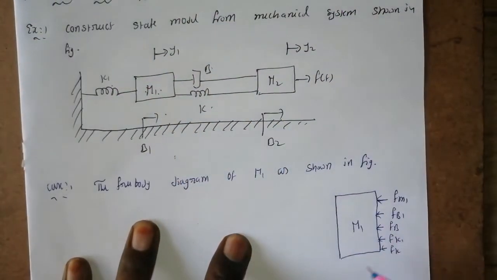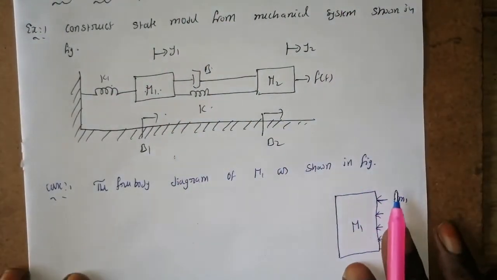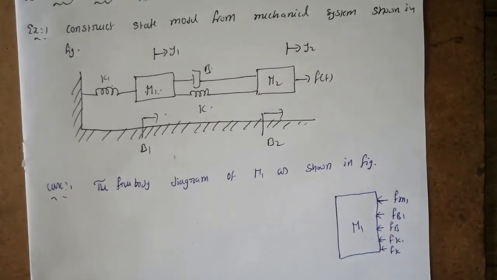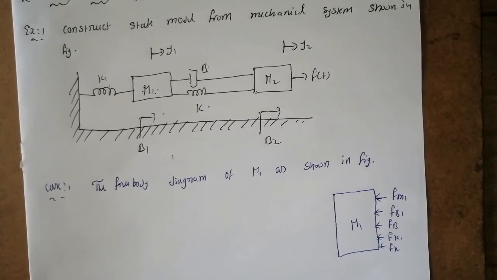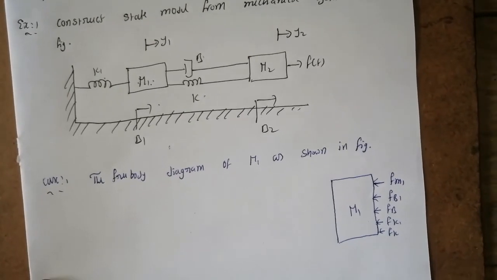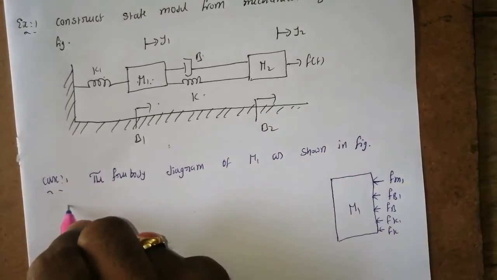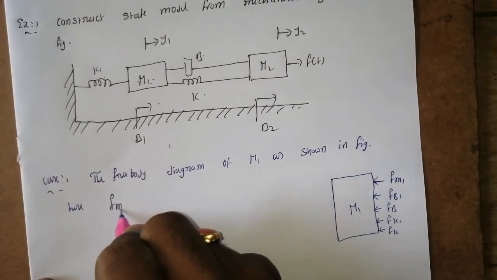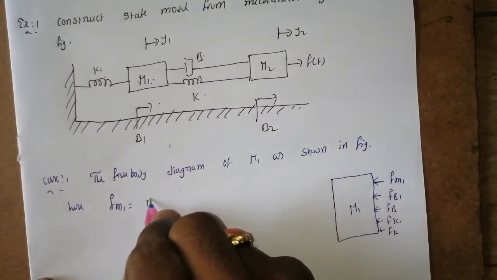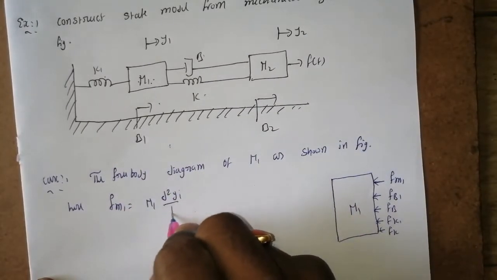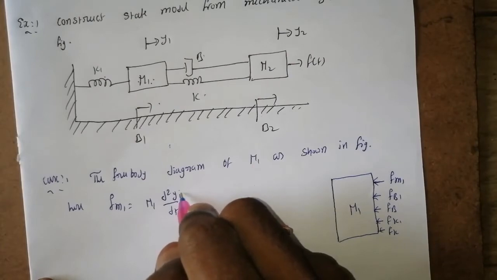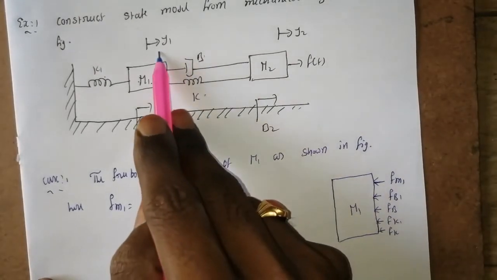Now we have to form this equation by using Newton's second law. Newton's second law describes that the sum of applying forces is equal to the sum of opposing forces. It is also called the energy balance equation or force balance equation. Now let me consider how we can represent these elements. Fm1 can be written as m1 into d square y1 by dt square. Here the displacement of m1 is y1, right? So I represent it here.